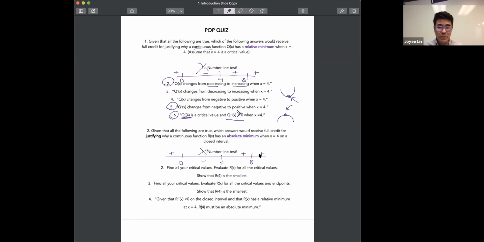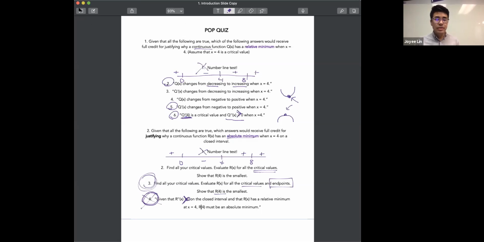And then for part 2, again, we can't use a number line test. I threw in number 2 to trick you. You can't just plug in your critical values when you're doing an absolute minimum. You have to check your critical values and endpoints and show that R4 is the smallest. And then number 4 is also possible. It's just a more complicated way of showing that something's a min. If you know that something is concave down, oh, this should have said concave up again. I messed up this test. If something is concave up on the entire interval, then you know that it should be an absolute min. Any questions on that?